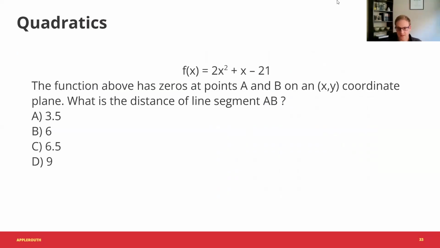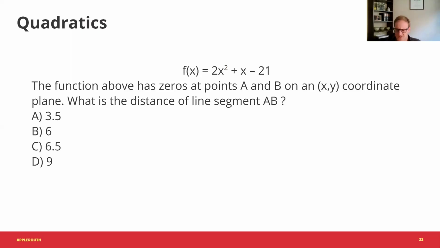And then some of the questions will be like this. We've got f of x, which is just y equals, but then this is a polynomial, 2x squared plus x minus 21. And that 2 makes you think, ugh, if I have to factor this, it's not going to be that nice. I don't want to factor this if I don't have to, just because of that leading coefficient. So let's figure out what they're asking. It has zeros, so x-intercepts at points A and B on the xy plane. And they just want to know the distance between those 2 points.